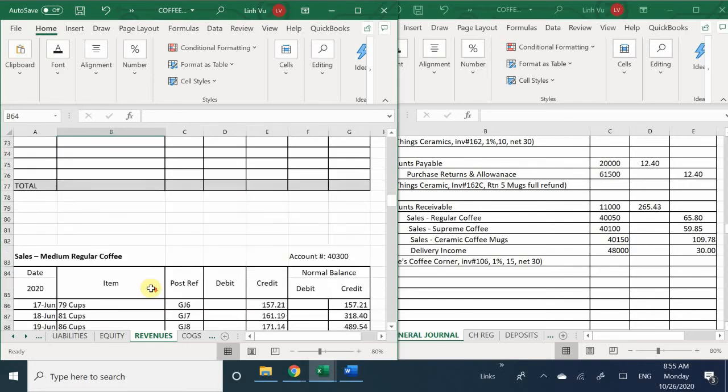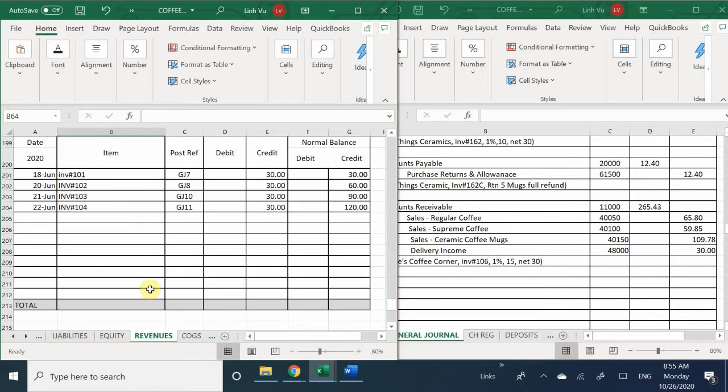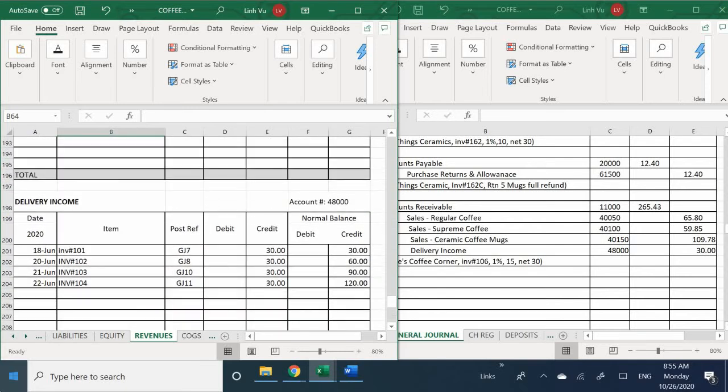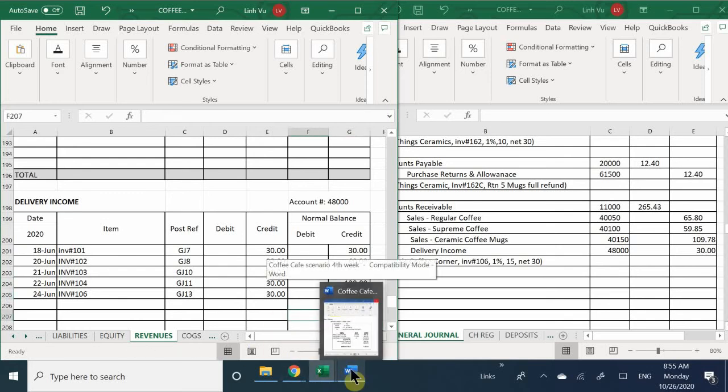Then we go to delivery charge or income. I put invoice 106, GJ 13, credit $30. Good.